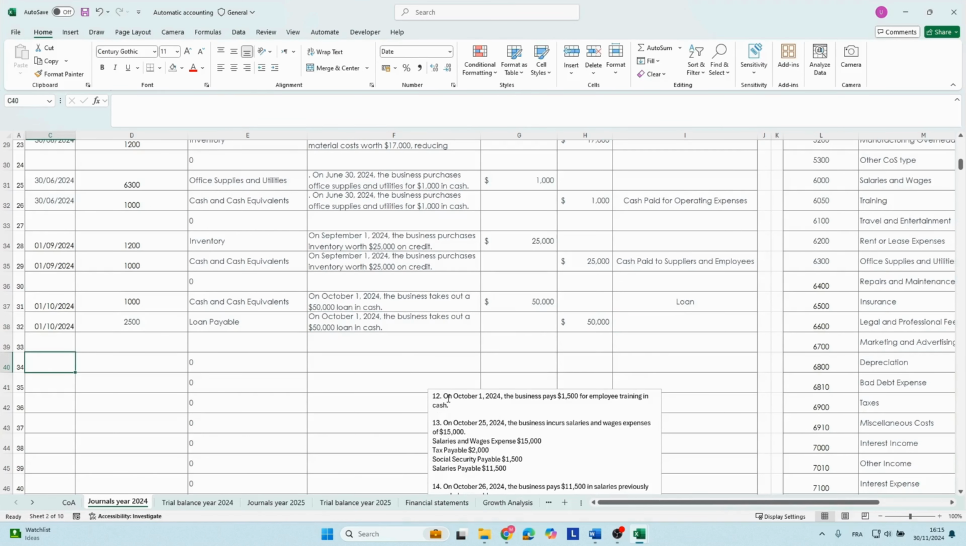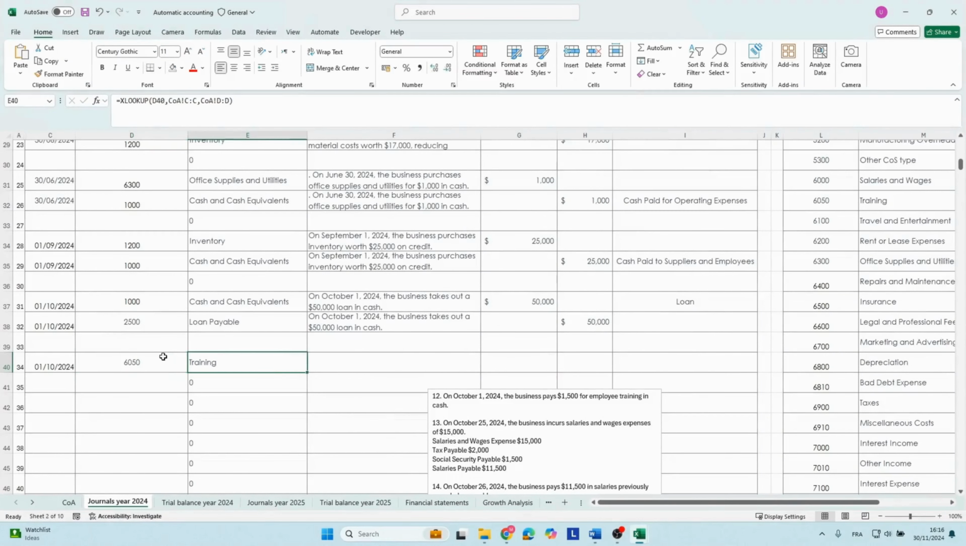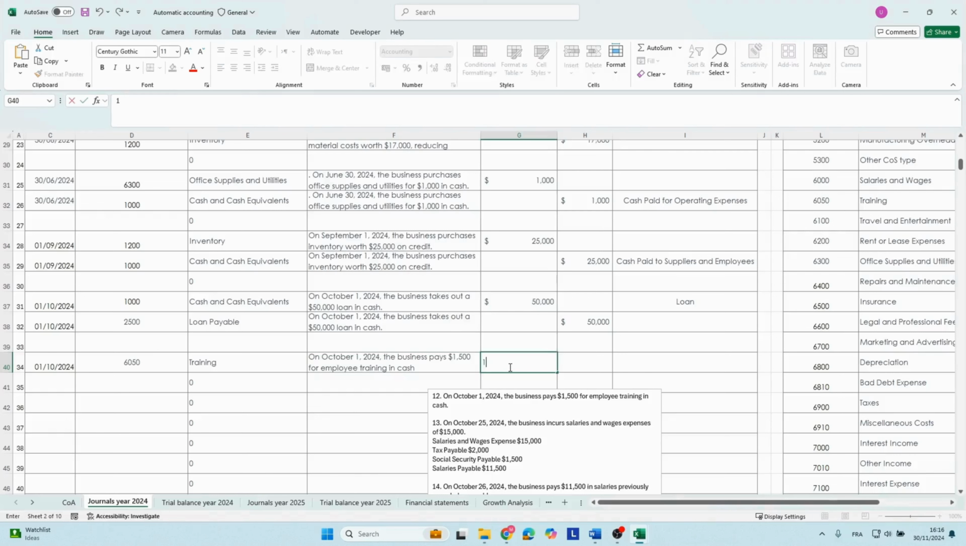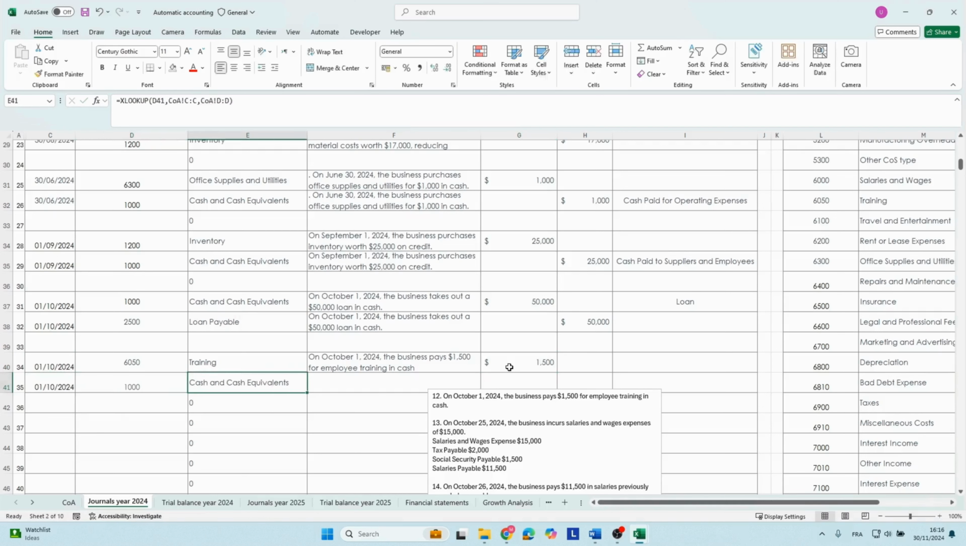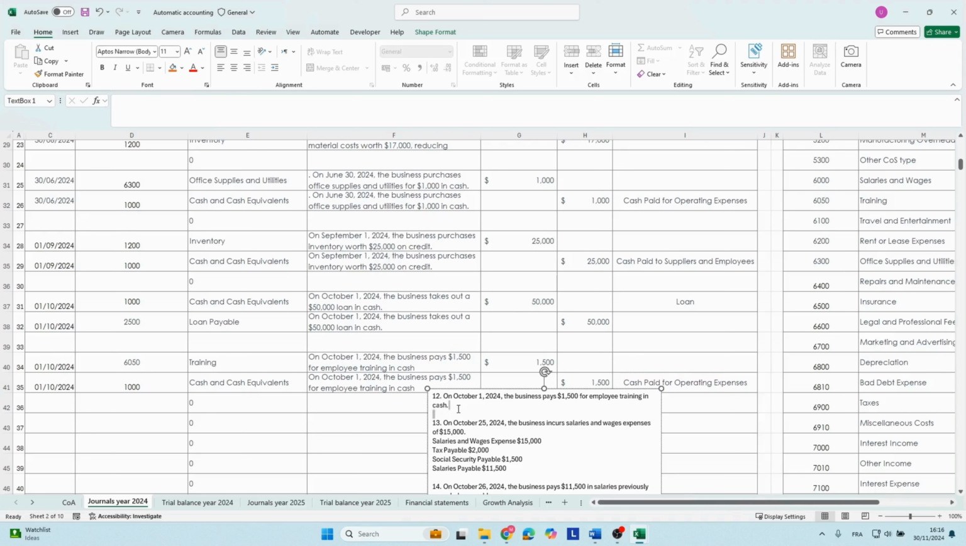Next, on October 1st, the business paid 1,500 for employee training in cash. So this is operation expenses. So operation training, this is the account 6050. So we put the description. The amount is 1,500. So we paid in cash. That means we use the cash account, 1,500. We bring the same description. The same value should be on credit. Then this is operation expenses.